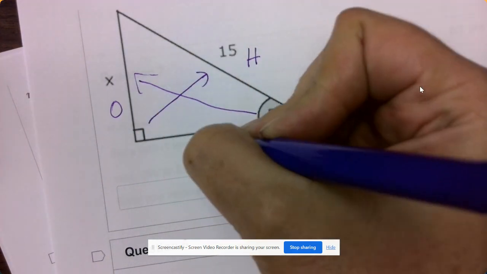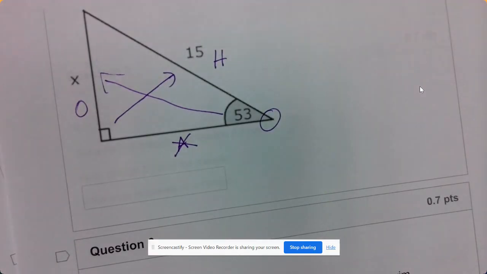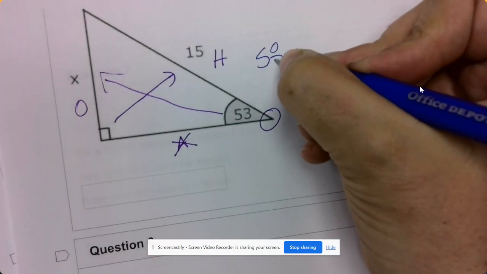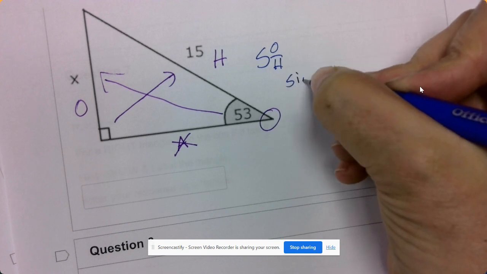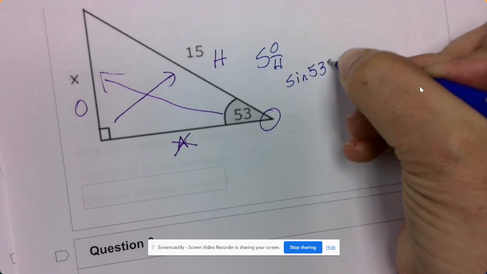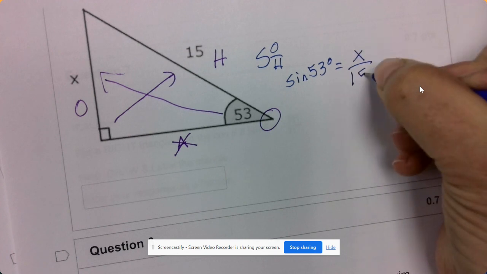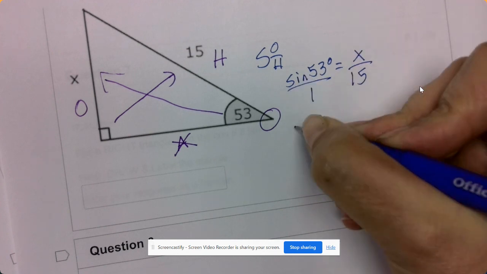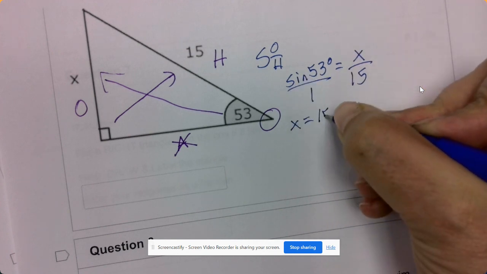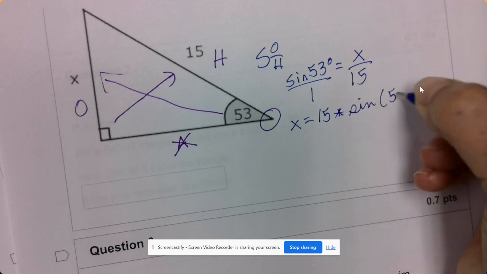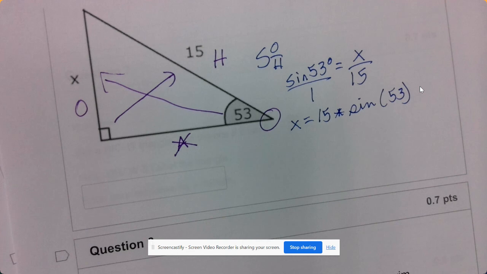I don't have anything here for hypotenuse, so that means I'm going to use sine. So the sine of 53 degrees is going to be equal to x over 15. I'm going to cross multiply. So 15 times the sine of 53 degrees. Make sure your calculator is in degrees.